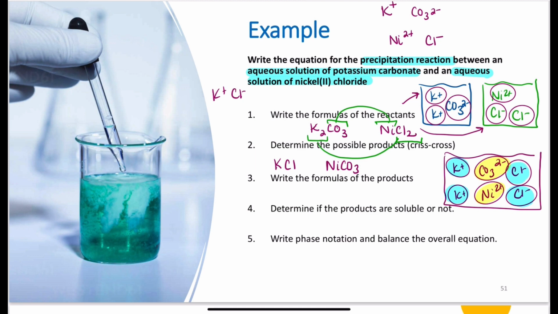So I'll write the formulas of the products. Well, that's what I just did. Determine if the products are soluble or not. Now, you've got to remember your solubility rules to do this. K plus, potassium, is an alkali metal, group 1. Group 1 salts are always soluble, no exceptions.